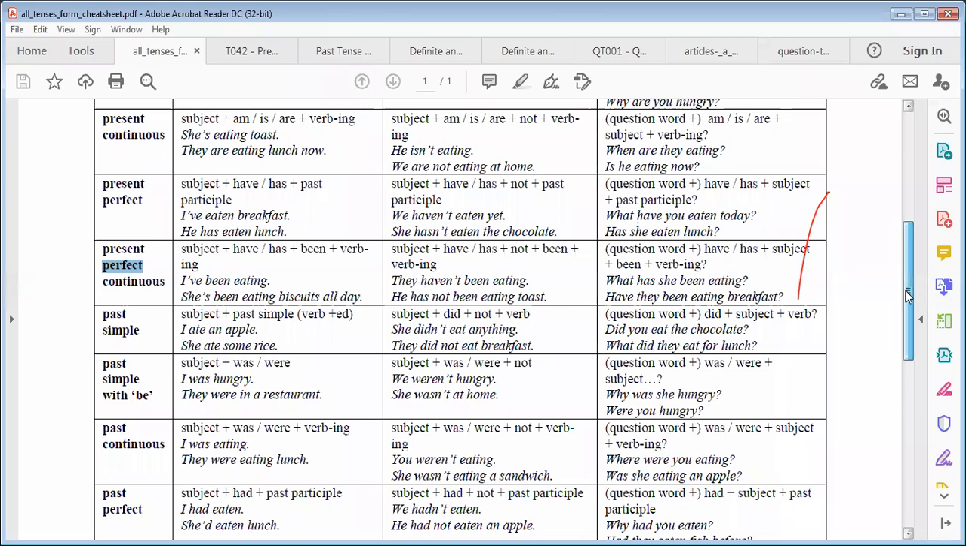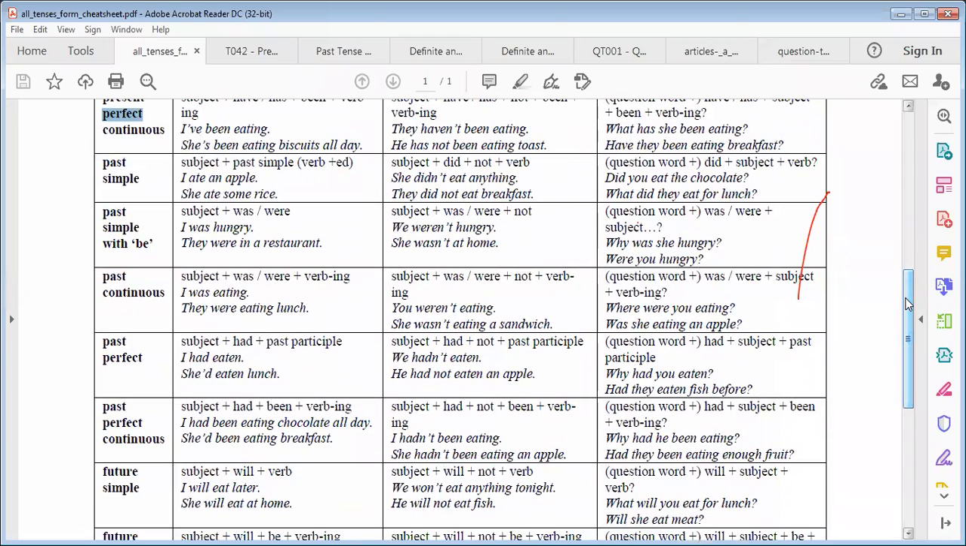Next is simple past. Simple past, you will have subject plus past form of the verb. That is V2. Okay. I ate an apple. She ate some rice. This is simple past. Now pay attention. To form the negative sentence, you are going to make use of did, which is the past tense of do. Subject plus did plus not plus verb. So immediately you will understand that when the tense is changing, our helping verbs are also changing.